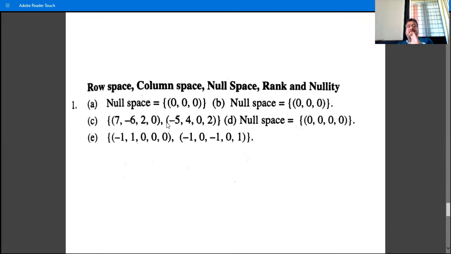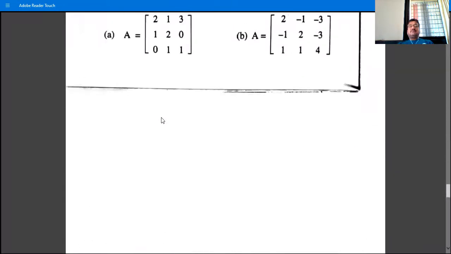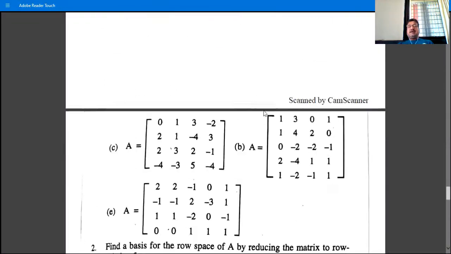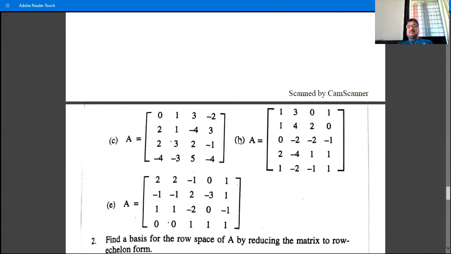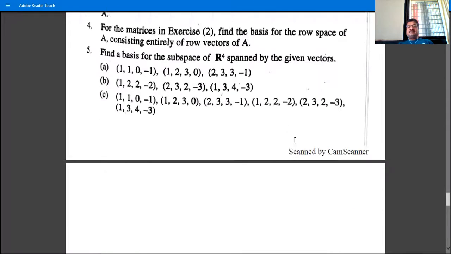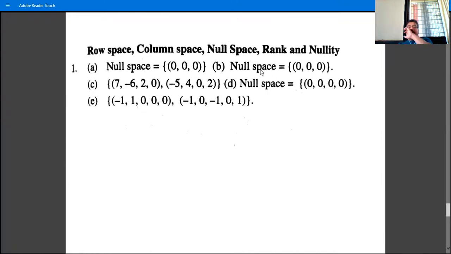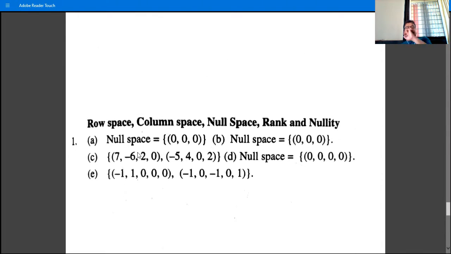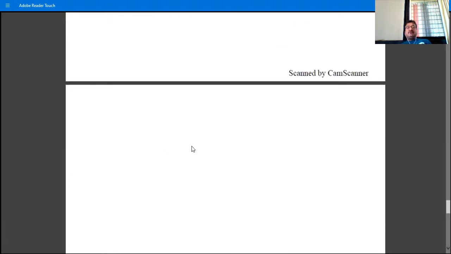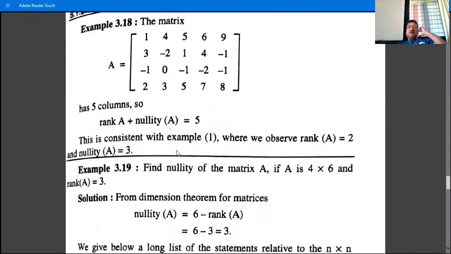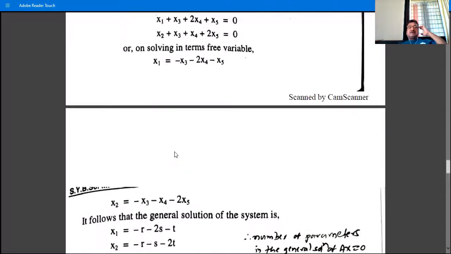For null space, the answers are given for these matrices A, B, and D. So for these matrices, the null space is the singleton {0, 0, 0}. If the null space is the singleton {0, 0, 0}, as for example D, then what is the basis? What is the basis if all the values of x1, x2, x3 are 0? If you observe the previous example, okay.